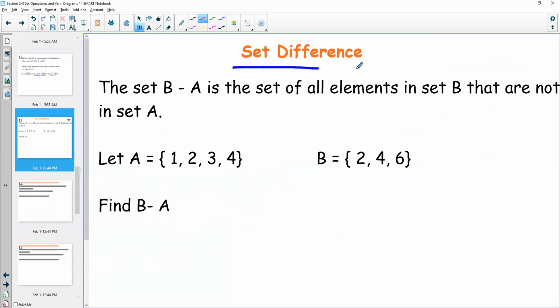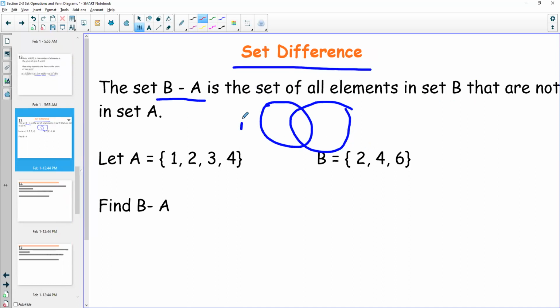One of the other things we can do is find the set difference. So this is a little strange, okay? B minus A is the set of all elements in set B that are not in set A. So what you do is you take out the overlap, okay? If we think about this as a picture, let's put our sets in here. In set A, I have 1, 2, 3, 4. 2 and 4 are the overlap.